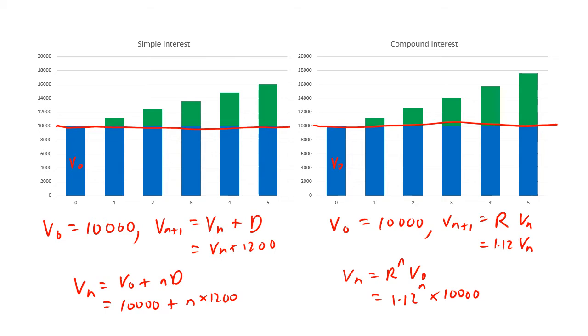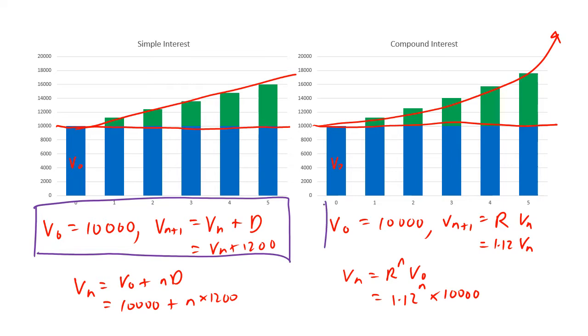In simple interest, we're just constantly adding this little amount called D, but in compound interest we're multiplying and we're getting a much steeper thing. So we're going for a straight line here, and here we're going for a curve. And we developed a recursion formula. So this is a recursive formula for simple interest, and this is a recursive formula for compound.